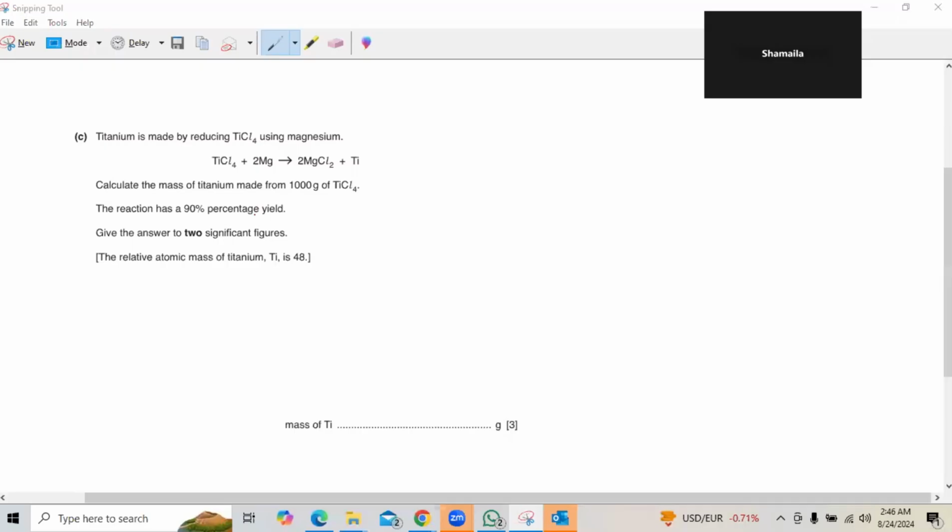Okay. So calculate the mass of titanium from 1000 gram of TiCl4. Okay. So they want us to calculate the mass of titanium. So they are actually asking about the actual mass. We have to find the actual mass because they have given us 1000 gram. They have given us the mass of TiCl4. From that, first we are going to calculate the theoretical mass of titanium. How we are going to do that?